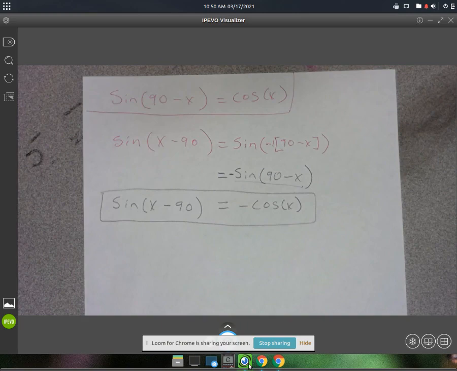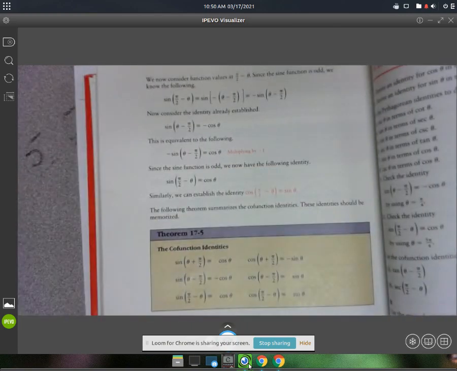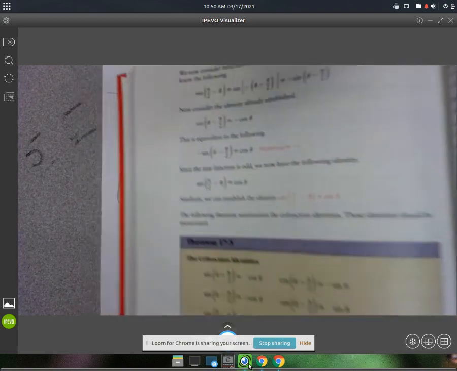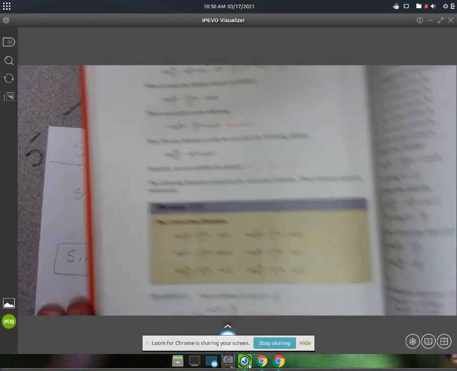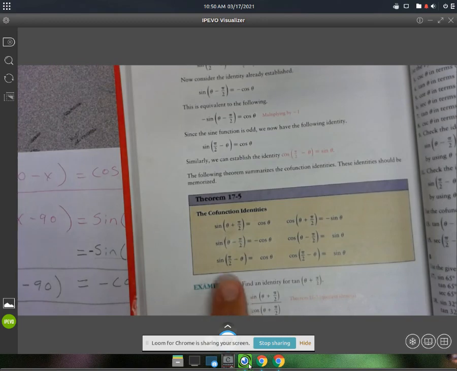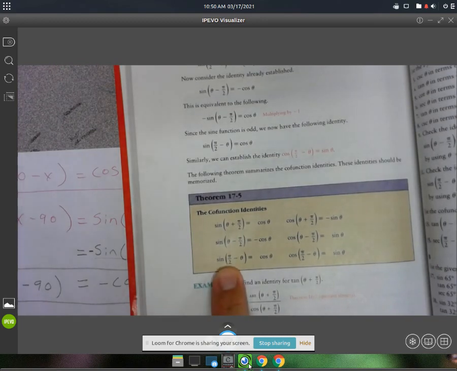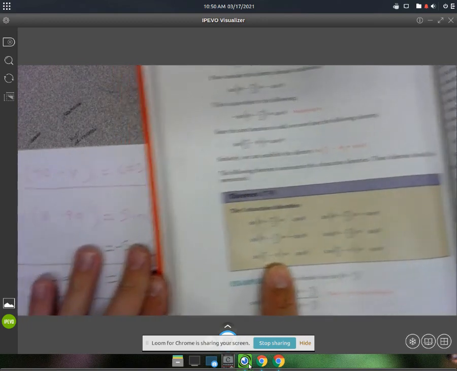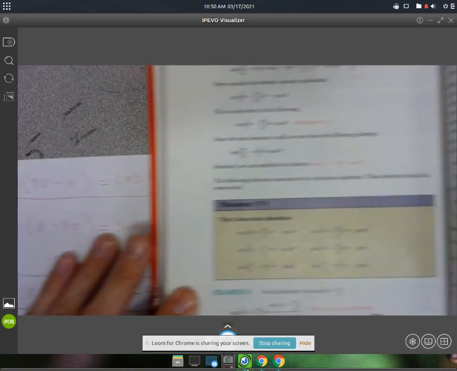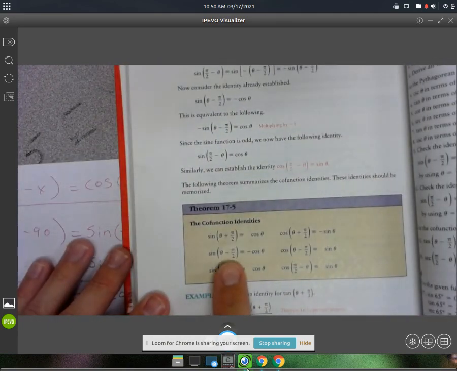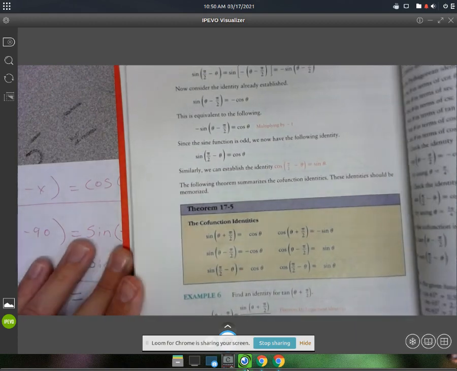Don't worry if you can't remember all these identities. I don't remember the identities. I actually have them written down in a book somewhere. And that's the one we just found. We had sine of 90 minus theta, we already had that one, and we just found sine of theta minus 90 equals negative cosine.